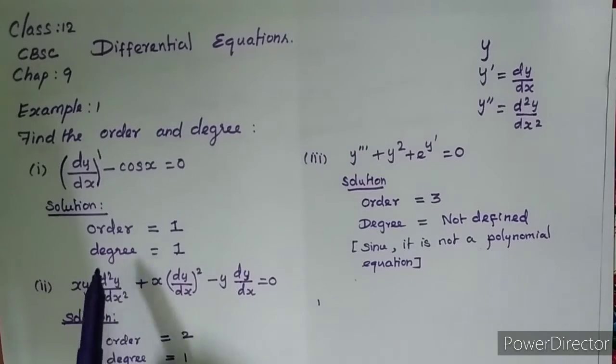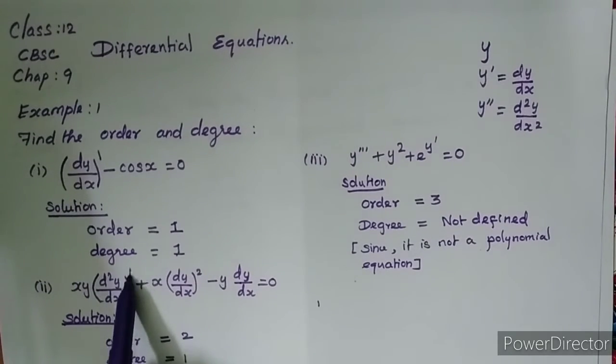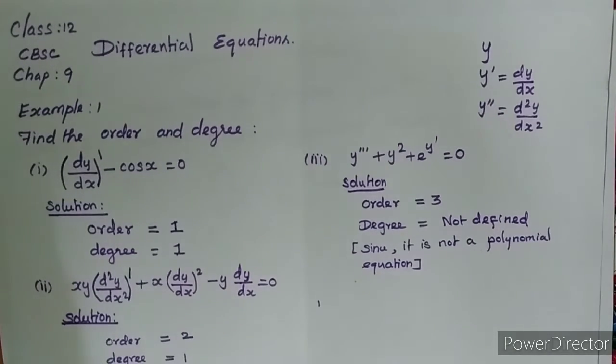Second order derivative. The power of the second order derivative is 1. That is called the degree. Degree need not be the higher one. The power of the highest order derivative, that is called the degree. Therefore, degree is equal to 1.